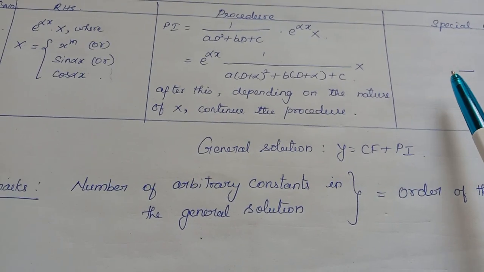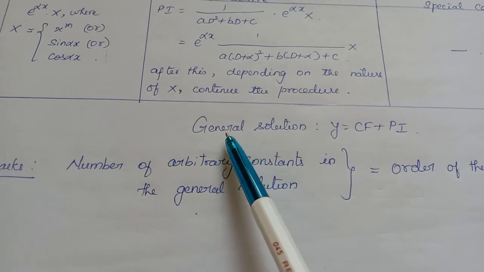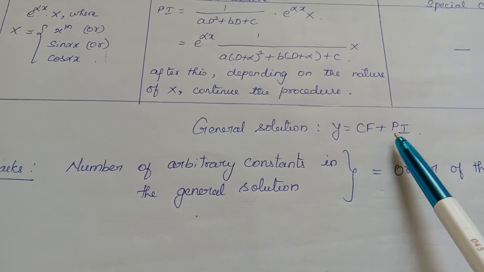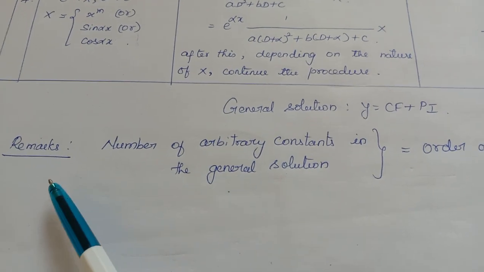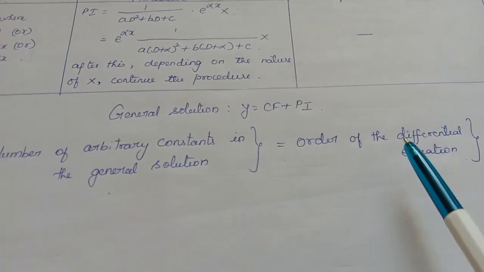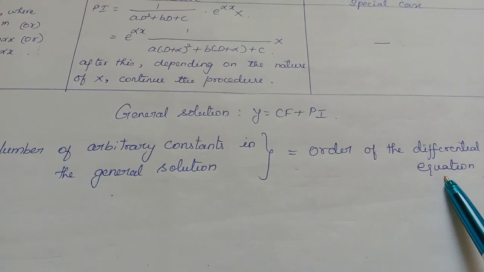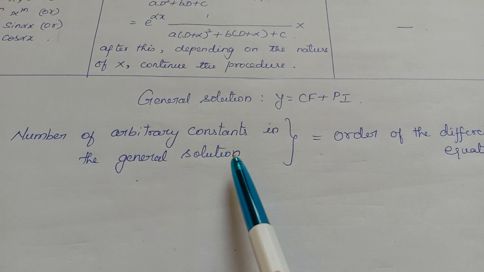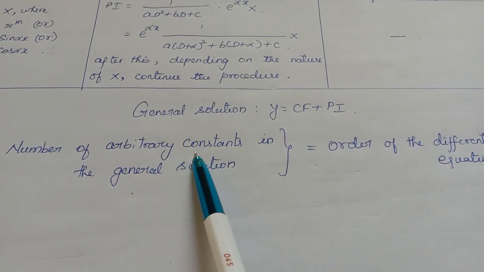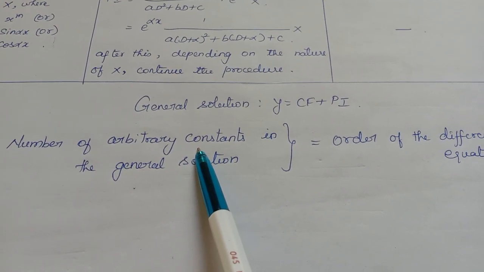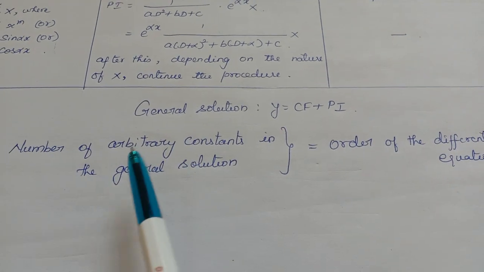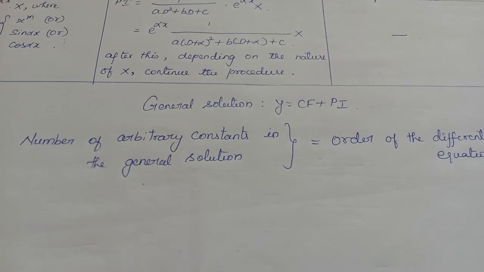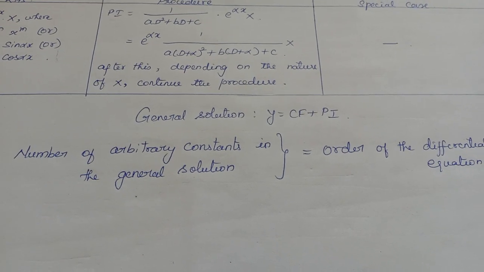After finding the complementary function and particular integral, you have to write the general solution as y equal to complementary function plus particular integral. And the important thing to be remembered here is order of the differential equation is always equal to the number of arbitrary constants in the general solution. So where do these arbitrary constants exist? In the complementary function. If it is a second order equation, 2 arbitrary constants. If it is a third order equation, 3 arbitrary constants, and so on.